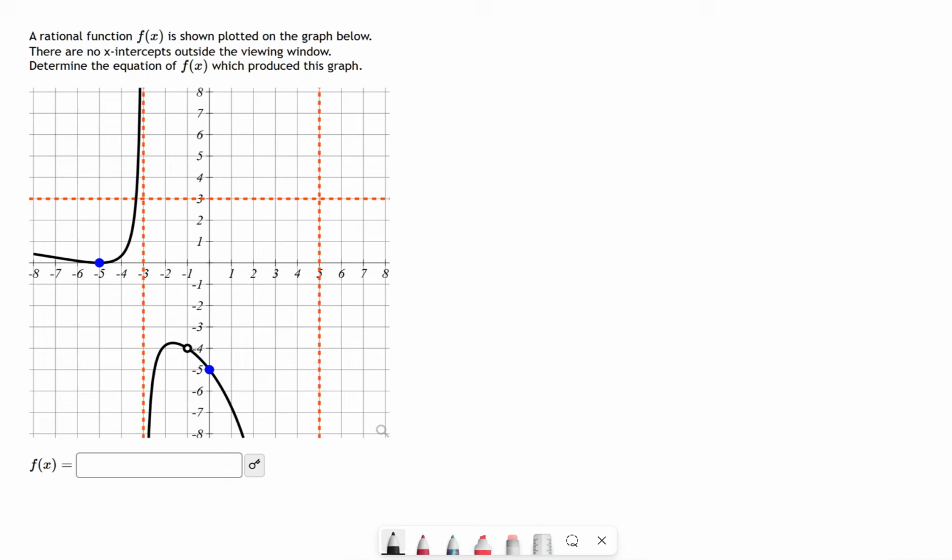We're going to find the equation for the rational function drawn here. And there's actually a whole lot of hints in this picture. We just need to go at it one piece at a time. And the very first thing I want to talk about is what is going on this side of the graph.